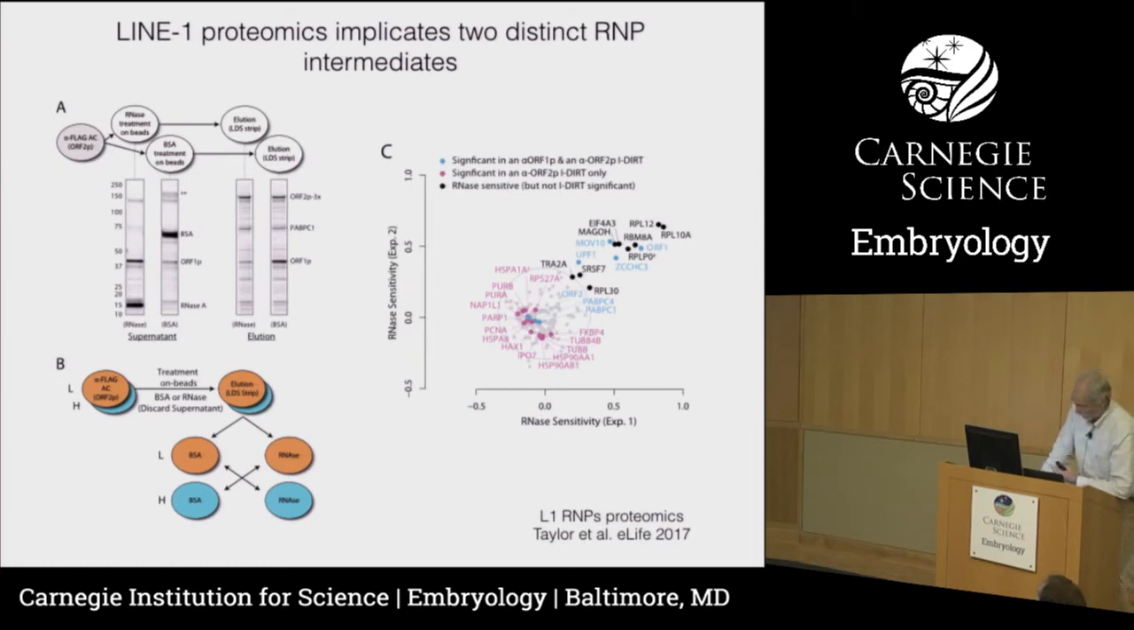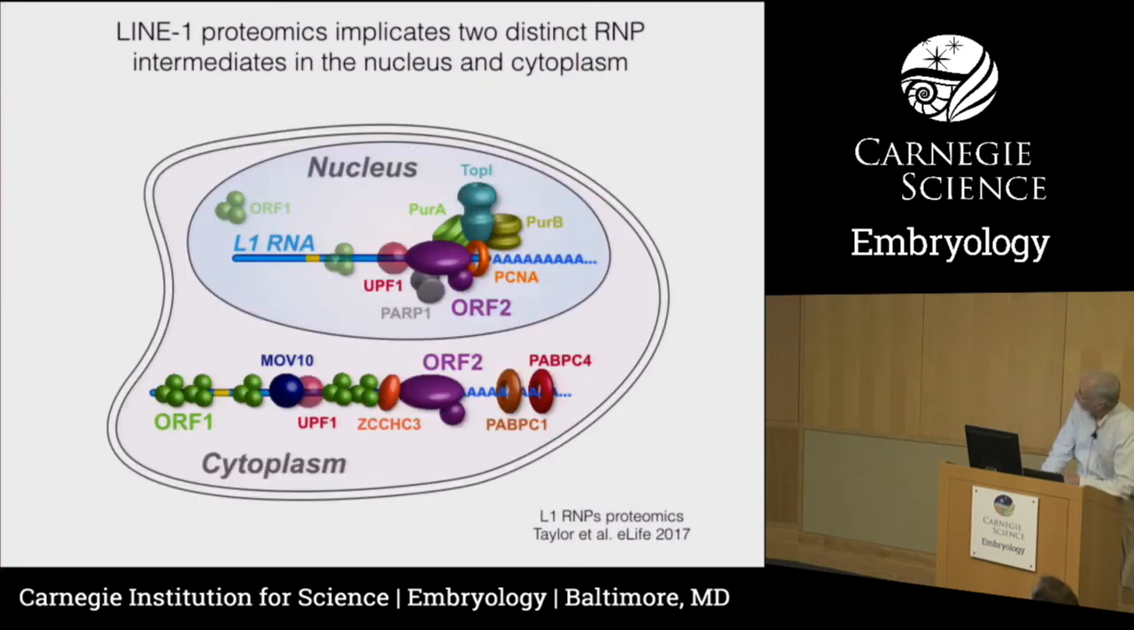So this is some of the other evidence we have to suggest that there are at least two distinct types of RNPs in these preparations, and it's very consistent with the work that Paolo did showing the cell biology. So this just shows some of the factors that are associated with both the cytoplasmic and the nuclear forms of the RNP, and some of the roles we think they might be playing in the different steps.